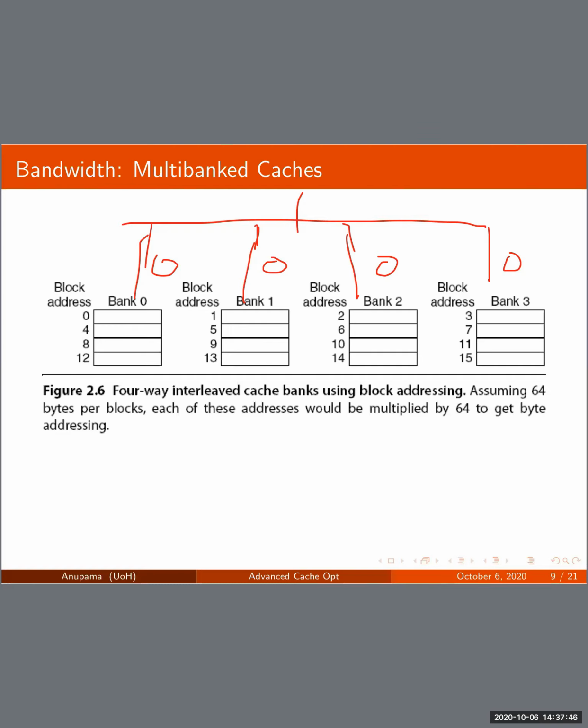Here we are assuming that our address bus is 8 bits, because I said each of them is a byte. So we are assuming our address bus is 8 bits, but we are able to read 32 bits in one read by doing this sort of parallel reading. So that is multi-banked caches. Any questions on that?